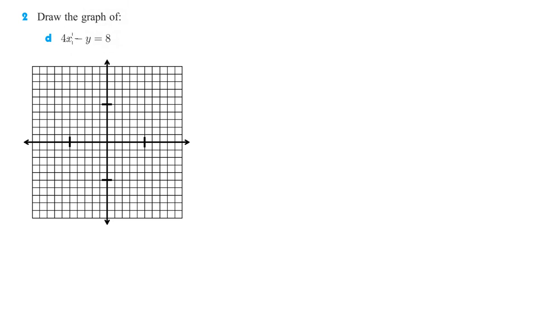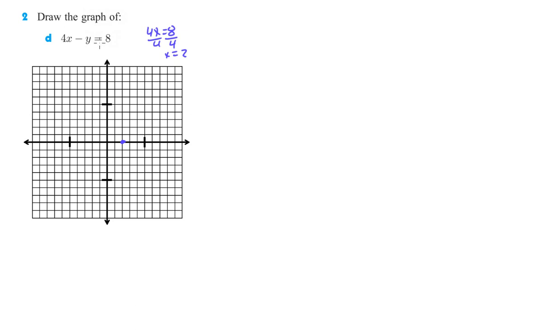So if I'm looking for the x-intercept, that means y is 0. So basically I just cover over y, ignore y. And I say, oh, 4x equals 8. So if I've got 4x equals 8, divide both sides by 4, and I get the x-intercept is at 2. So along the x-axis, we get 2.